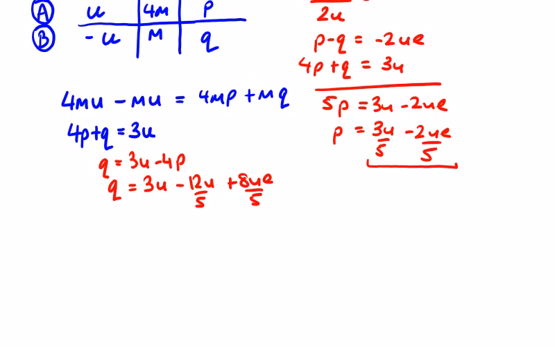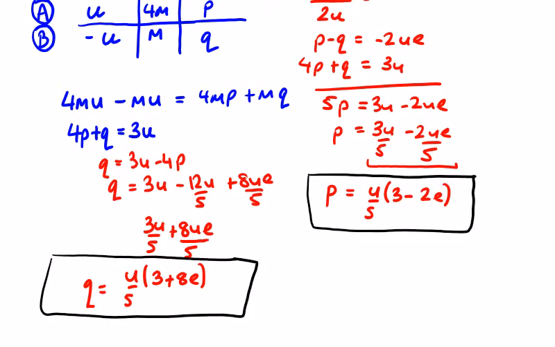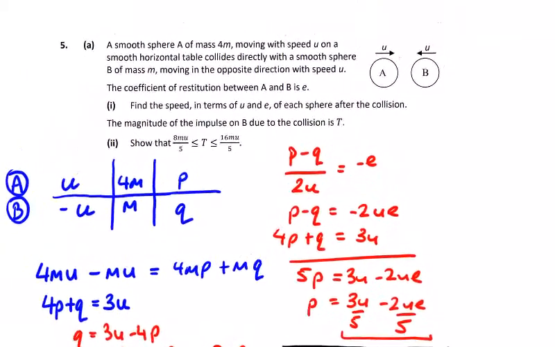So simplifying this, 15u over 5 minus 12u over 5 is 3u over 5 plus 8ue over 5. And if we factor out the u and the 5, we have u over 5 times 3 plus 8e for this one. And over here, if we factor out our u over 5, we get u over 5 times 3 minus 2e. So we have P and we have Q in terms of u and e, which is what we were asked for in part 1.